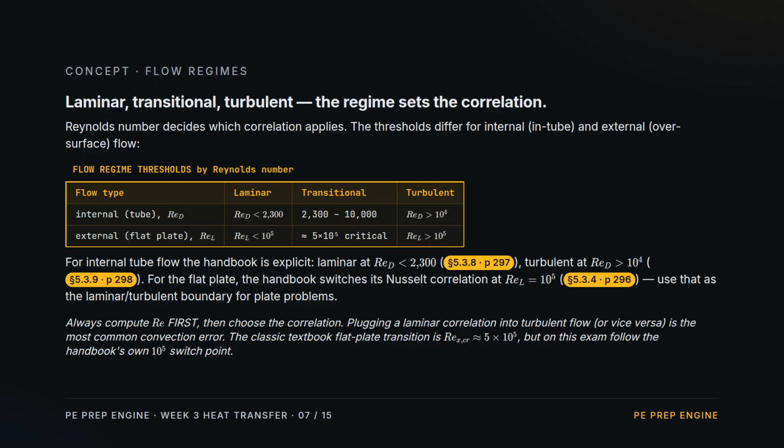Reynolds number decides which correlation applies, with different thresholds for internal and external flow. Internal tube flow, laminar below 2300, turbulent above 10,000, transitional between. External flat plate, the handbook switches at Reynolds L of 10 to the 5th. Use that as the laminar to turbulent boundary. The most common convection error is plugging a laminar correlation into turbulent flow, or the reverse, so always compute Reynolds first. One footnote: the classic textbook plate transition is near 5 times 10 to the 5th, but on this exam, follow the handbook's switch point.